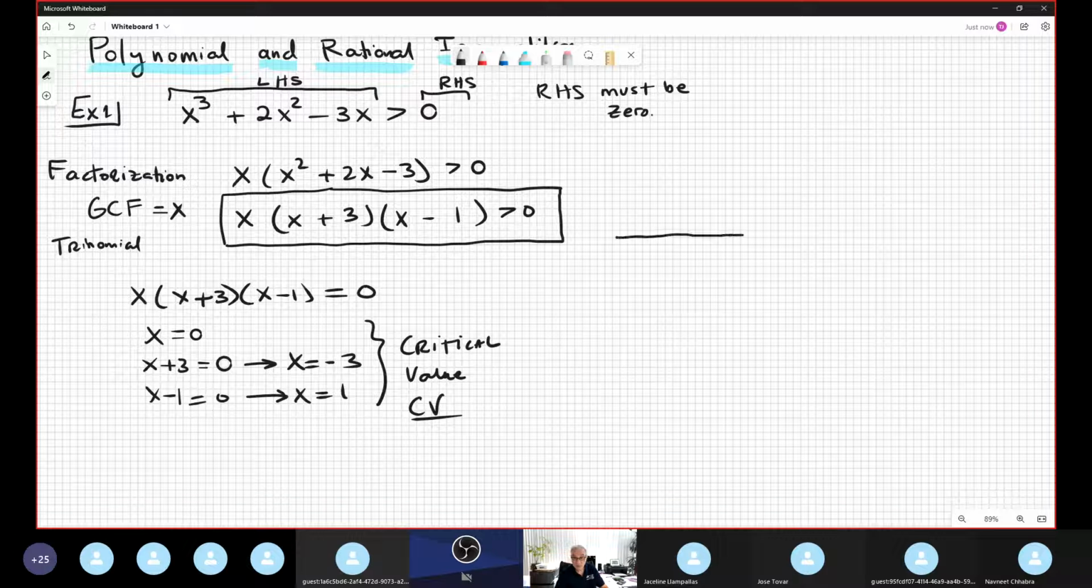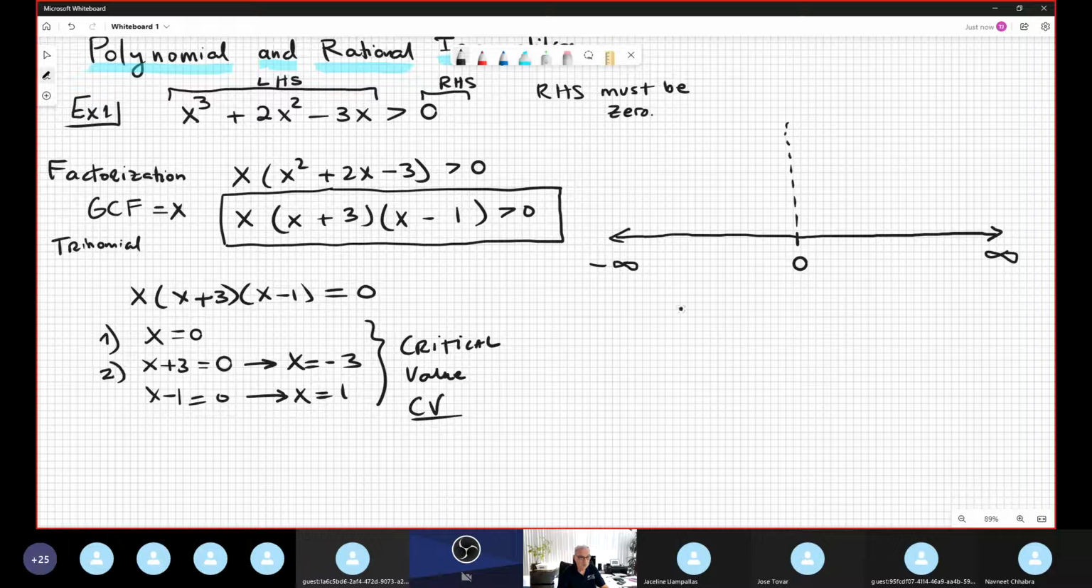You draw the whole real number line, positive infinity, negative infinity. And you make the partition of this real number line using the critical values. The first is zero. Zero is in the middle here. Then is -3: -1, -2, and -3. Super. Another partition. And the third partition is 1. So we have three partitions.